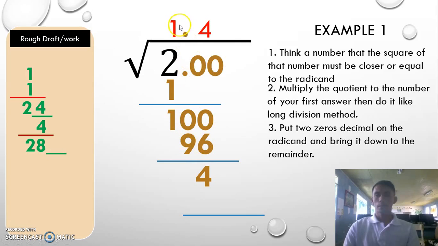Now go back. If you want to continue one more decimal number, just add again 2 zeros here. Then bring them down. So you have 400 now. Now 400 is your remainder, and in your rough work you have 200 something.